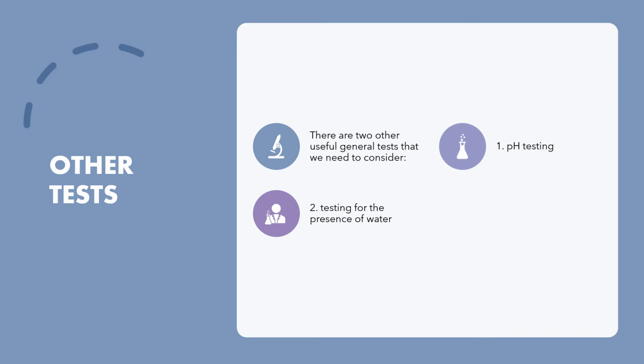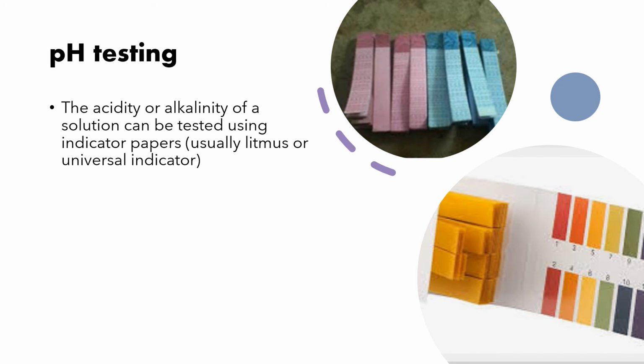After the tests for gas, cation and anion, there are two other useful general tests that we need to consider. The first is pH testing. The second is testing for the presence of water. pH testing is used to determine the acidity or alkalinity of a solution. We can use indicator papers such as litmus or universal indicator.